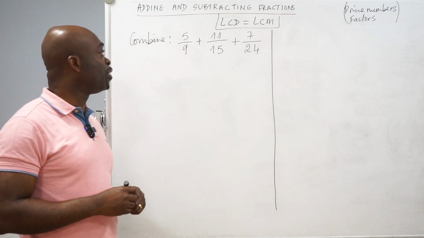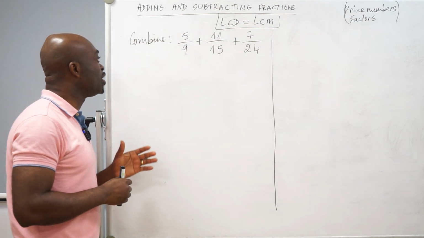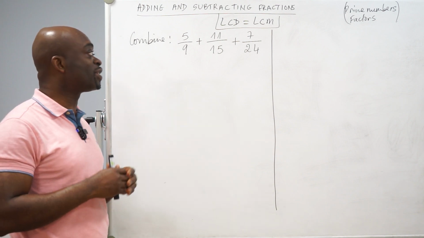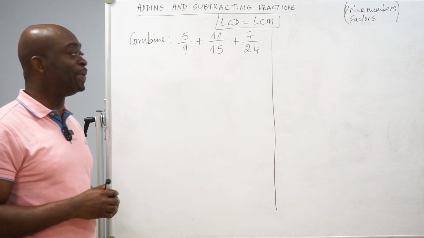So guys, we have another question here where we have three fractions to add. The question is: combine 5 over 9 plus 11 over 15 plus 7 over 24. So we want to add those three numbers together. So what's going to happen?